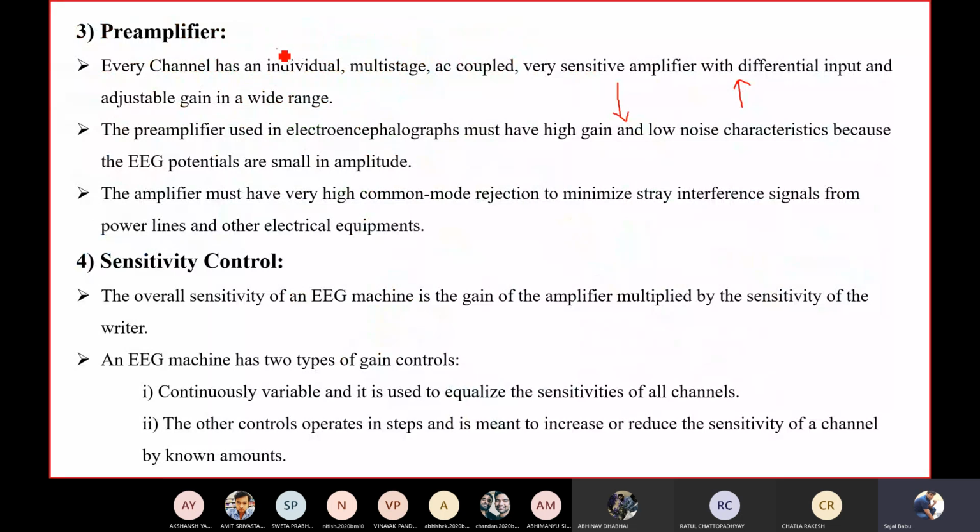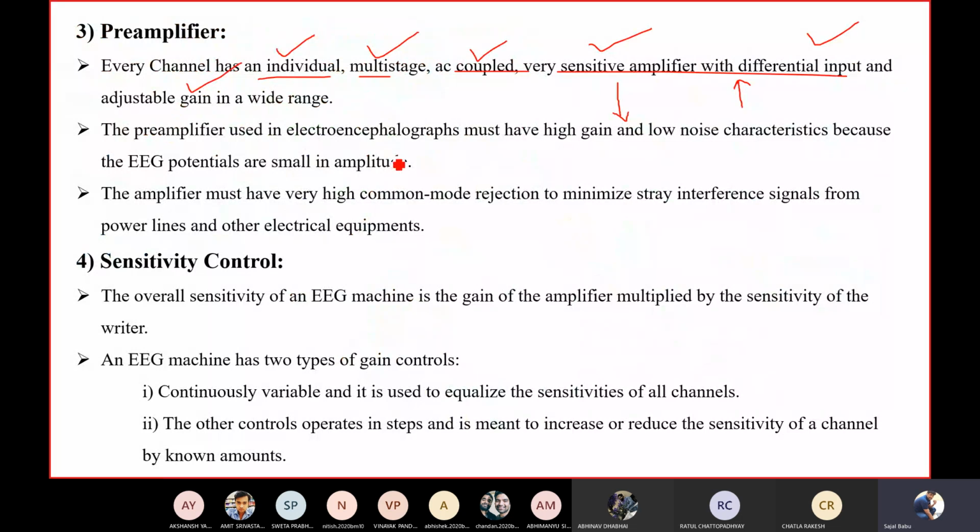Each and every channel has a separate pre-amplifier stage. So the first thing is that it has individual pre-amplifiers, with multiple stages connected as AC coupled, and the sensitivity will be very high because they need to detect a very small change in the signal. Then it will be a differential input, and these amplifiers will have adjustable gain. The first line here represents that itself: individual multi-stage AC coupled, very sensitive amplifiers with differential input and adjustable gain.